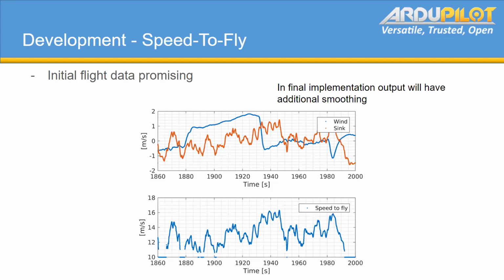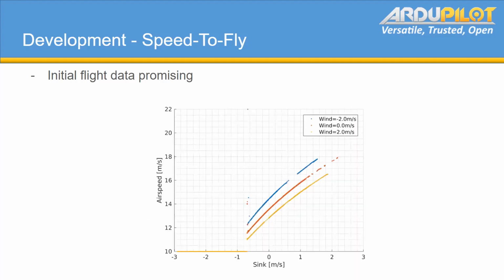In the final implementation, there'll be more smoothing associated with this, but you can already see that there's a correlation between the red in the top plot, which is the local sink rate, and the calculated speed to fly in the bottom plot. Plotting it out like this makes it a bit easier to see. For any measured local sink rate on the x-axis, we're coming up with a best speed to fly on the y-axis. And this has been binned according to what the horizontal wind speed is. You can also see that for any given sink rate, a greater headwind component, which is more negative, results in a higher airspeed as expected.